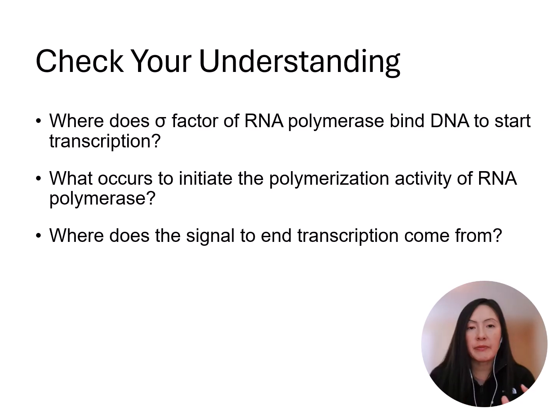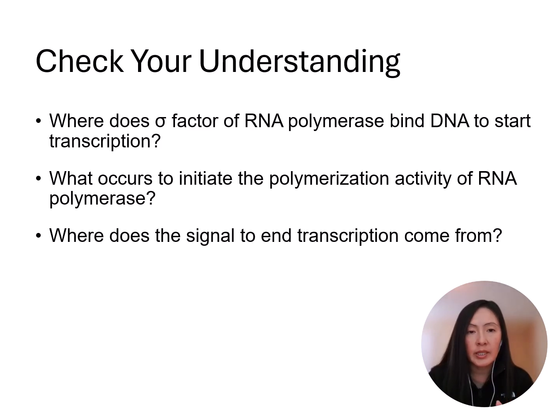So where does sigma factor of RNA polymerase bind to DNA to start transcription? The sigma factor binds to the promoter sequences on DNA, which are just going to be upstream of the gene of interest, that gene that will be transcribed. So specifically, sigma factor recognizes two conserved regions on DNA, the -10 region, that TATA box, and the -35 region. So binding at these promoter sites will correctly position RNA polymerase to begin transcription at that +1 start site.